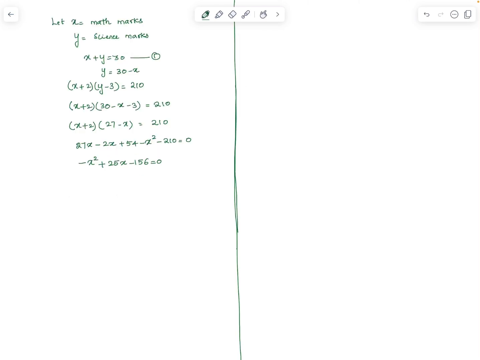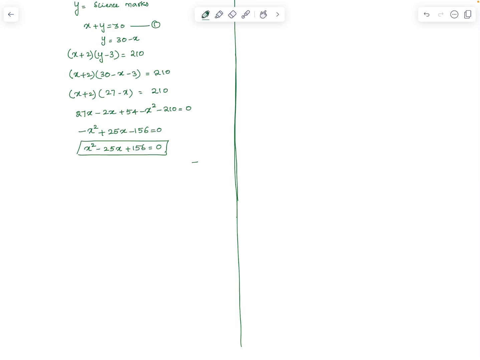After expanding and simplifying, we get x square minus 25x plus 156 equal to 0. This is the quadratic equation which represents the given situation. Now we have to solve for x. Plus 156 is the constant term. For that, I take the two factors as minus 13 and minus 12.